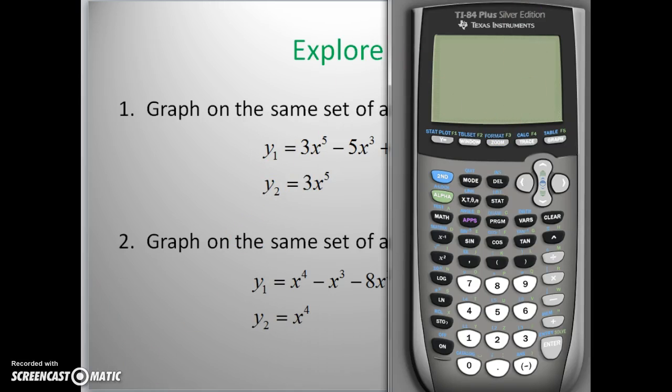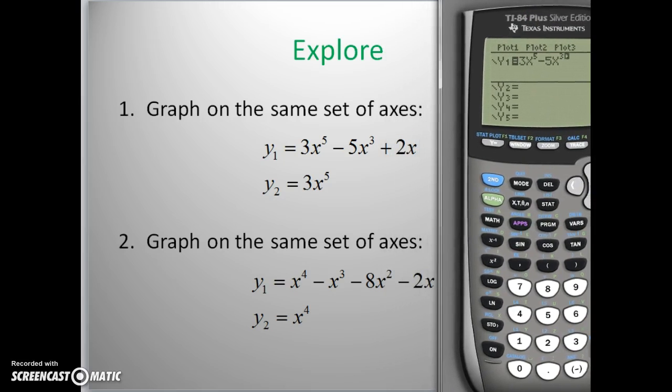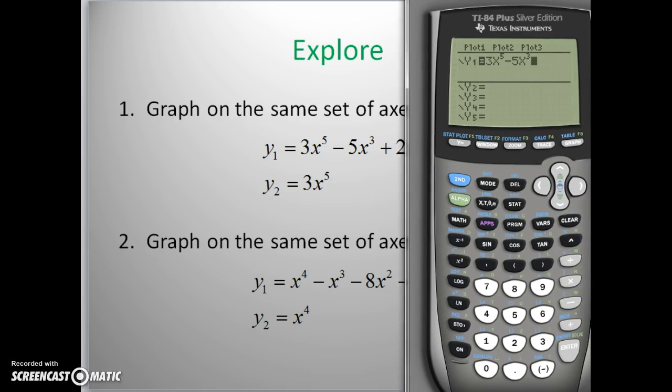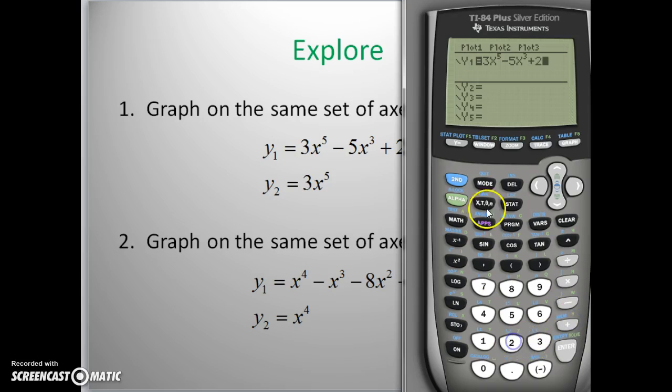So back to my graphing calculator, turn it on, clear out what's in here from before, and I'm going ahead and typing in my first function, which is 3x to the 5th minus 5x to the 3rd plus 2x. And then in y2, I'm just going to graph the leading term 3x to the 5th.